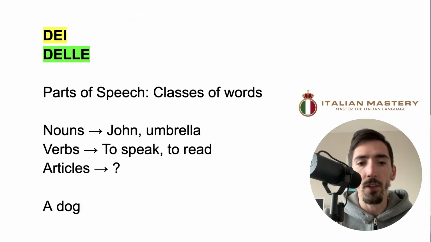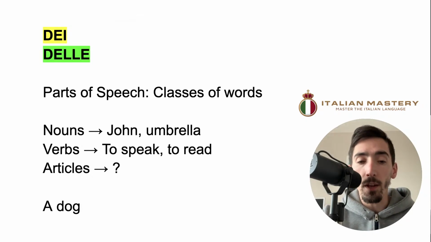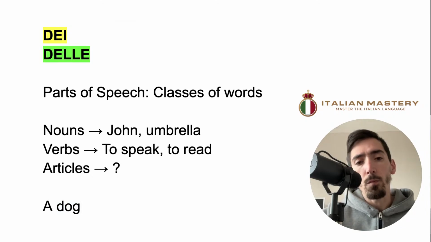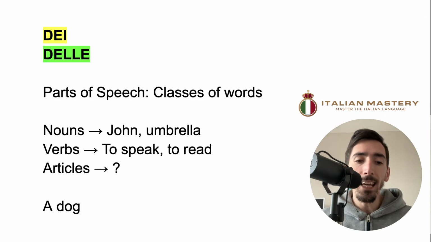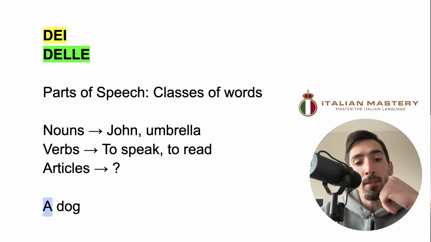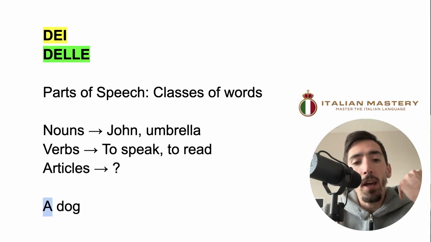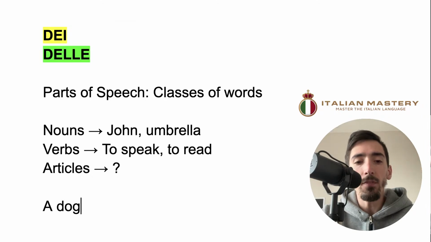And yes, you should be able to see it. So a dog is a perfect example of what I'm talking about. So dog in this case would be the noun, and there's nothing really to say about it. It's clear enough. A is the article. A is an indefinite article. So here we understand that it's not a particular dog that we're talking about. It's just a dog in general. A dog.